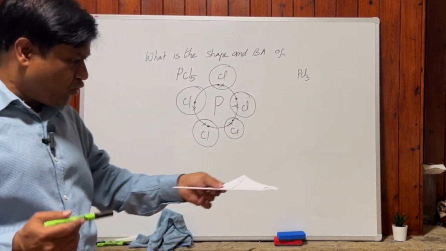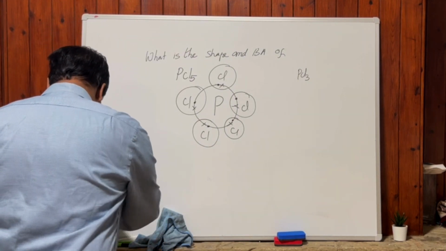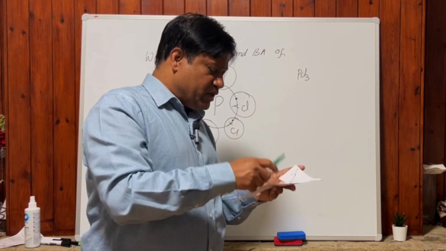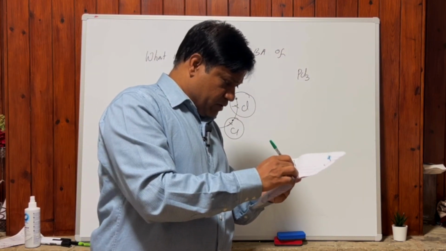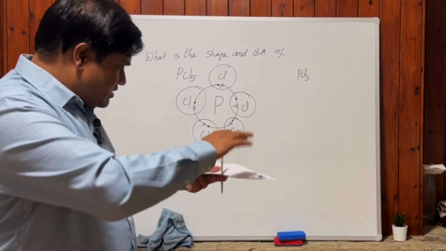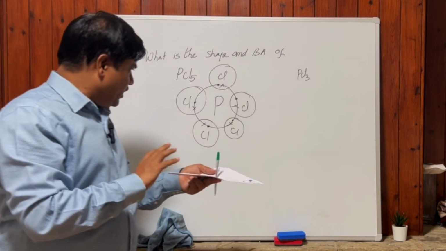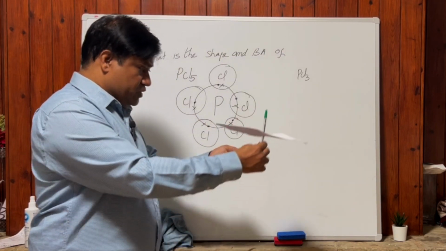How are the 2 more chlorines oriented? Look at that. The 2 more chlorines are oriented like this, which is perpendicular to this plane. Look at that. Actually, this is a 3D shape, and I can draw it, but you can't visualize it from the board. So try to visualize that one.